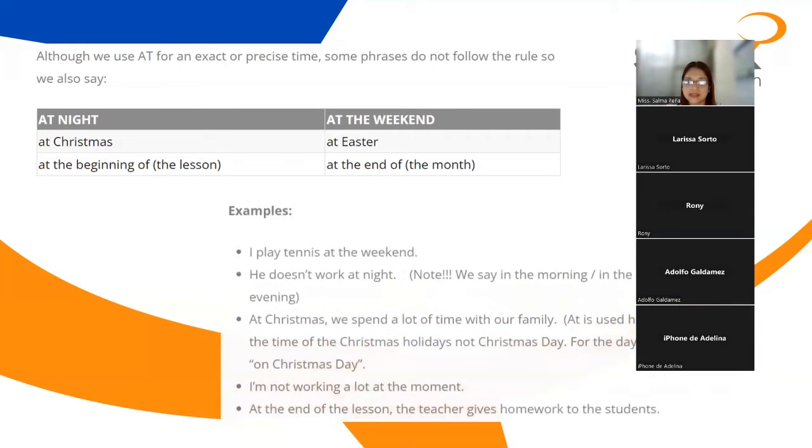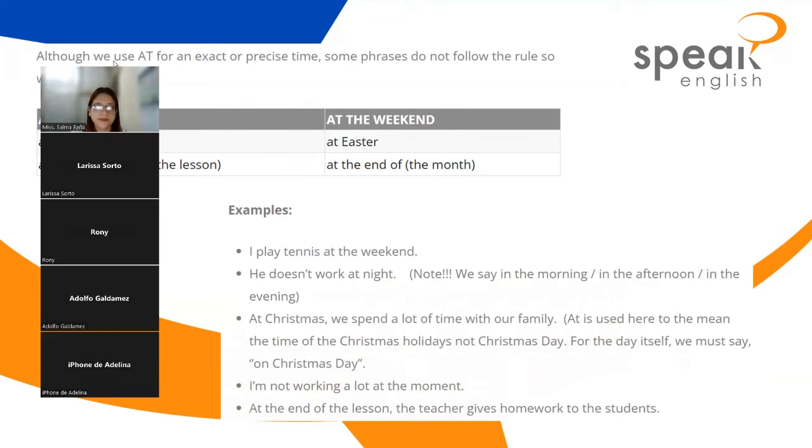For example, this one. Okay, I will ask Larissa, can you help me to read the example? Just a sentence. Yes, just the part that is in yellow. I play tennis at the weekend. He doesn't work at night. At Christmas, we spend a lot of time with our family. I am not working a lot at the moment. At the end of the lesson, the teacher gives homework to the students. Okay, perfect. Thank you.